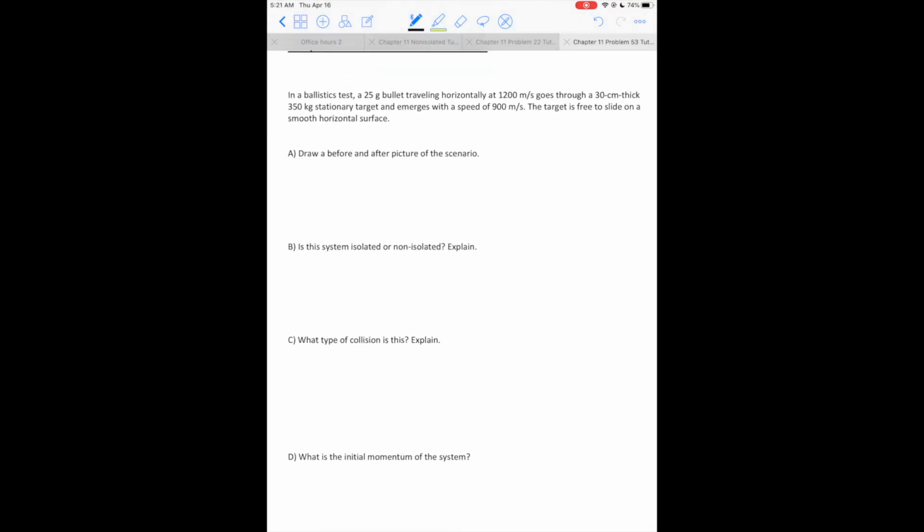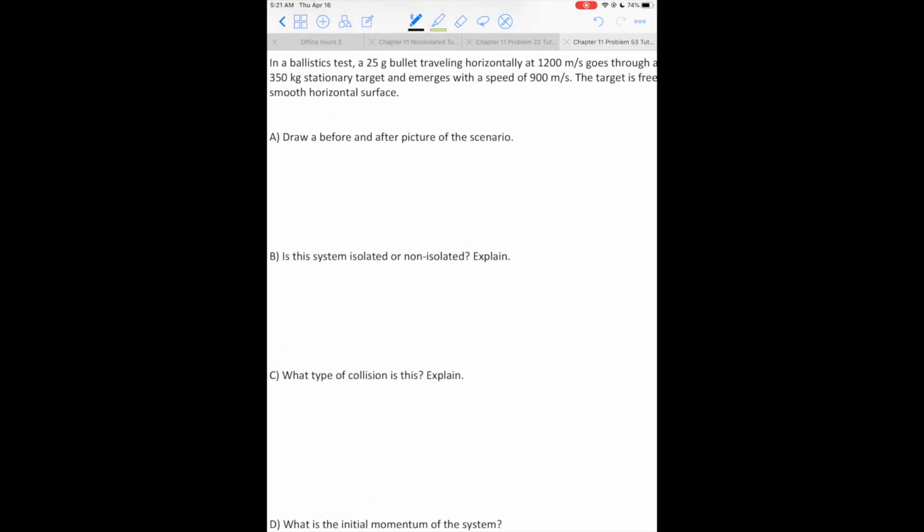So our first task is to draw a before and after picture of the scenario. This is a common step I really suggest doing: just drawing a quick picture of before and after. Drawing a collision is very hard, but trying to draw before and after hopefully clarifies things.